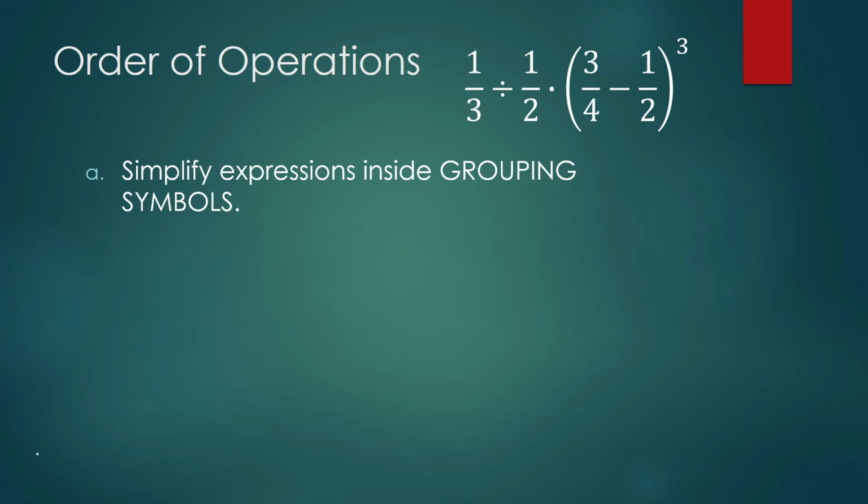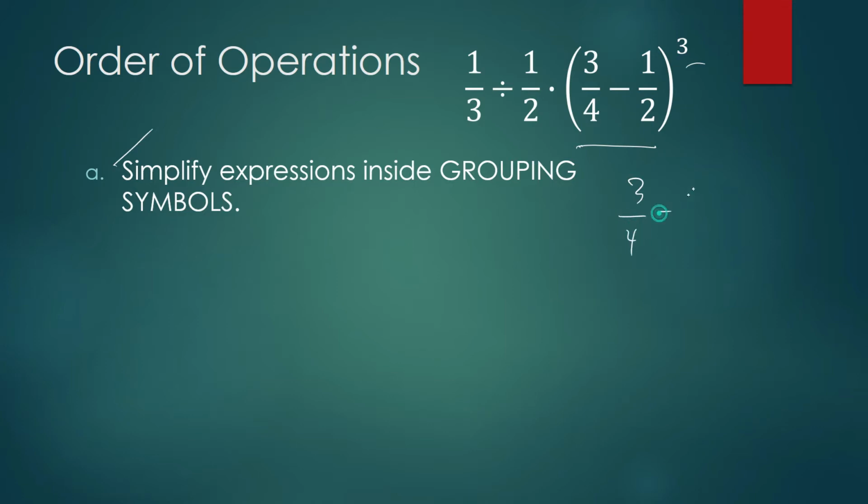1/3 divided by 1/2 times this quantity raised to 3. So what do we do first? Well, we simplify the expressions inside the grouping symbols. That is what we do first. And so 3/4 minus 1/2, what is that equal to?